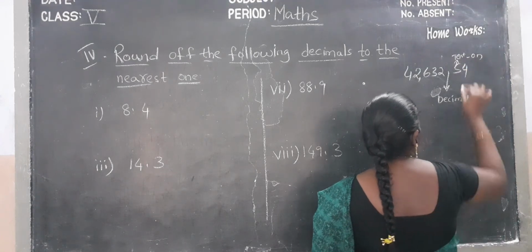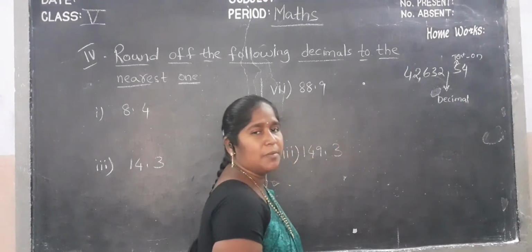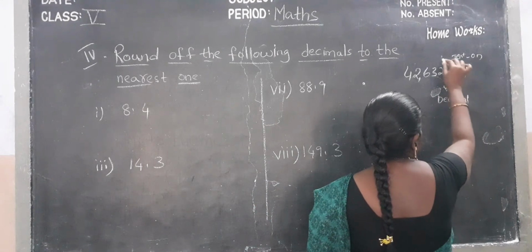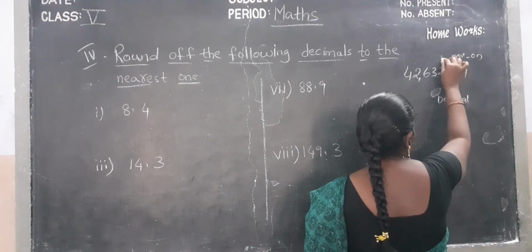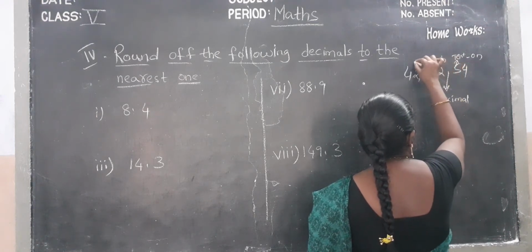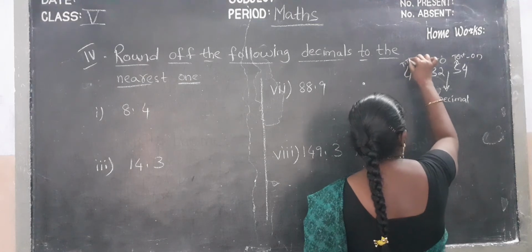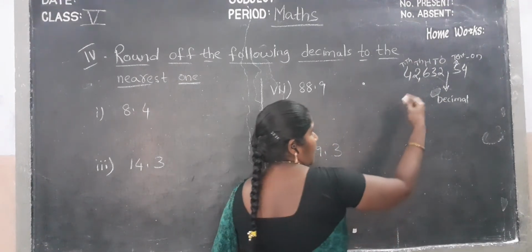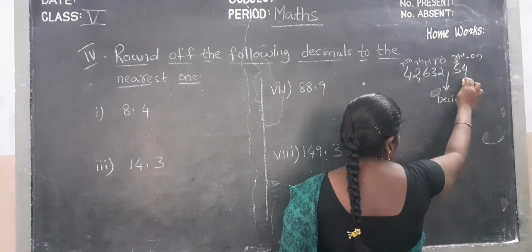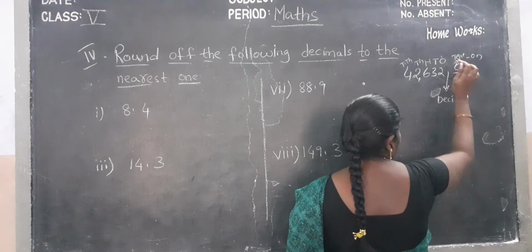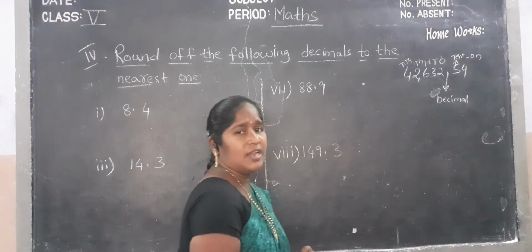See children, after the decimal point we will take the numbers like this: this one is the tens place and this one is the ones place. Here see children, as usual we are taking place values ones, tens, hundreds, thousands, 10,000s, like that children. You should observe that after the decimal point we take the digits with place values tens and ones, like that we will take those numbers, children.